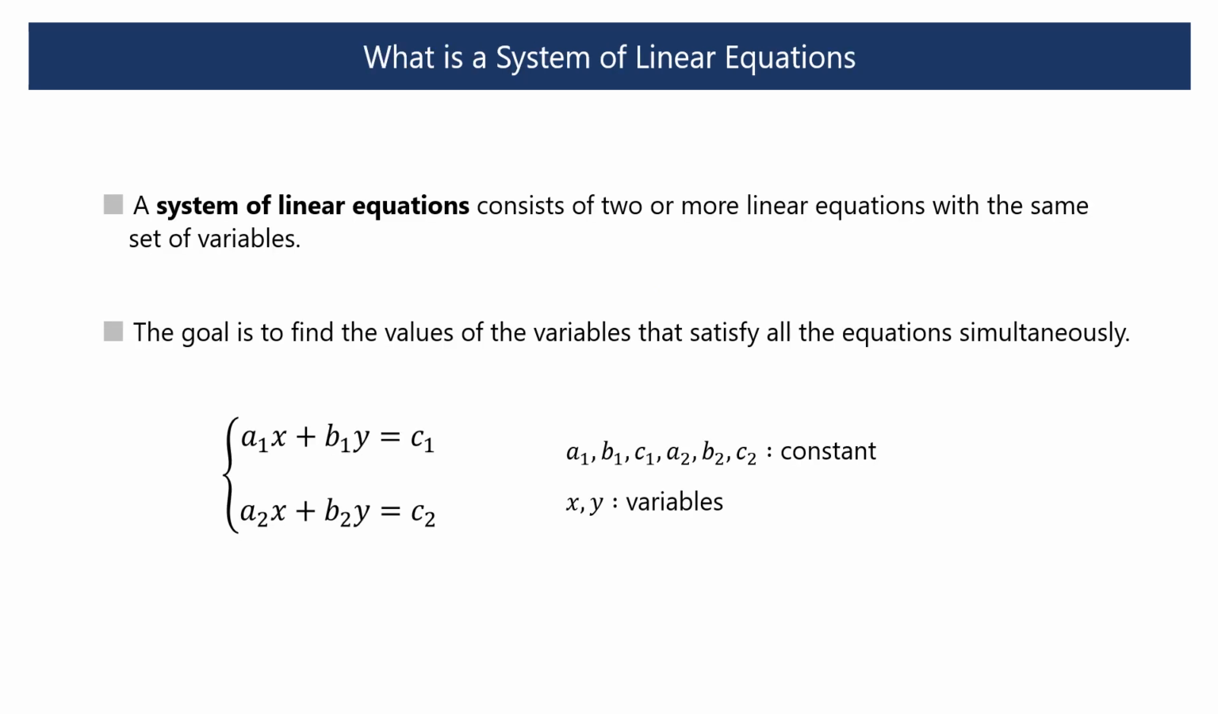A system of linear equations consists of two or more linear equations with the same set of variables. The goal is to find the values of the variables that satisfy all the equations simultaneously. A general system of two linear equations in two variables, x and y, can be written in this way. Here, a1, b1, c1, a2, b2, and c2 are constants, while x and y are variables.